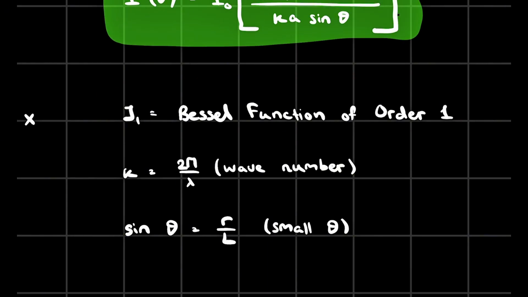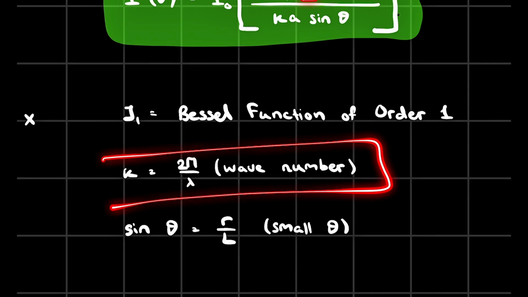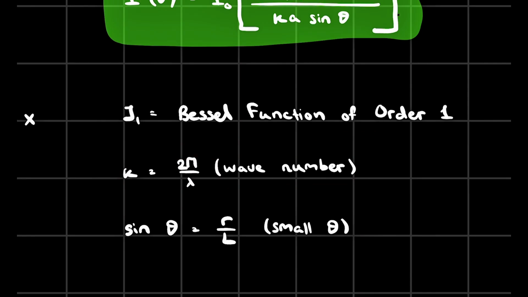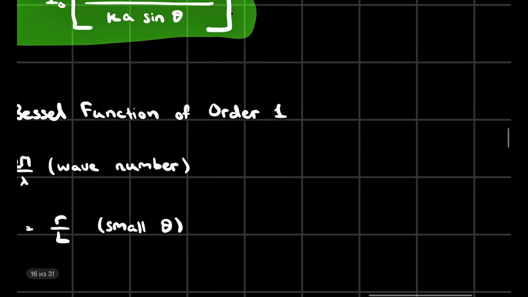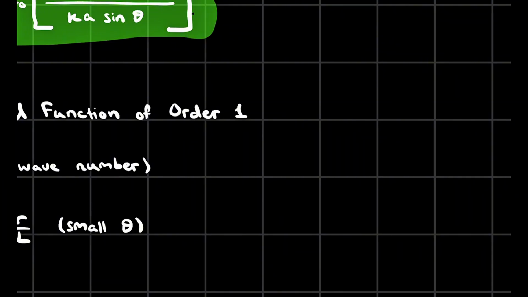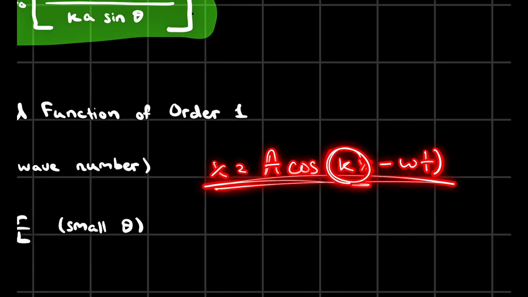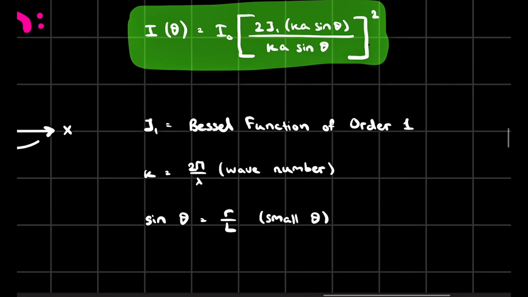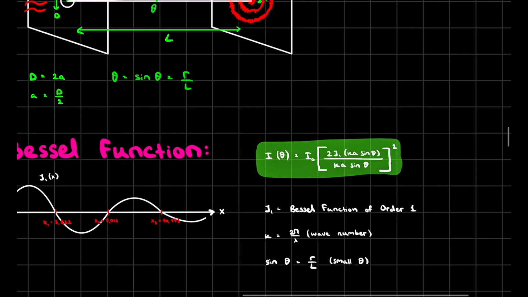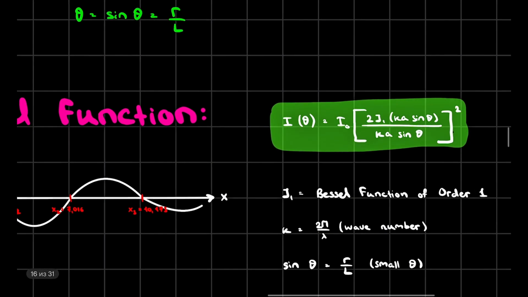Also we have here k, some value of k, which is the wave number. You definitely know this from your oscillations and waves topic: x equals amplitude times cosine of kx minus omega t. Maybe you remember this, and k comes from there, from the wave. It has the value 2 pi divided by lambda. Also we have sine theta equals r divided by L, and we had it from here. Okay, good.